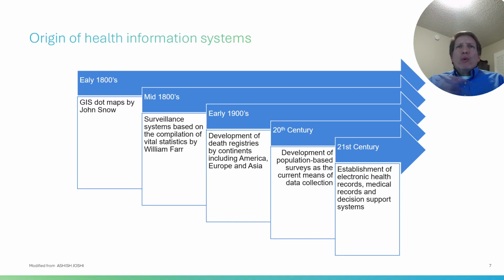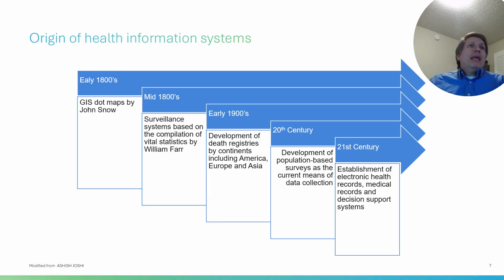Now, if we want to look into the history, we can say that information systems originated in the early 1800s when, for example, John Snow was creating the birth of the geographic information system. He already had these really nice maps representing things that were happening in London, and that's the origin of those information systems that use geographic representation for displaying epidemiological data.